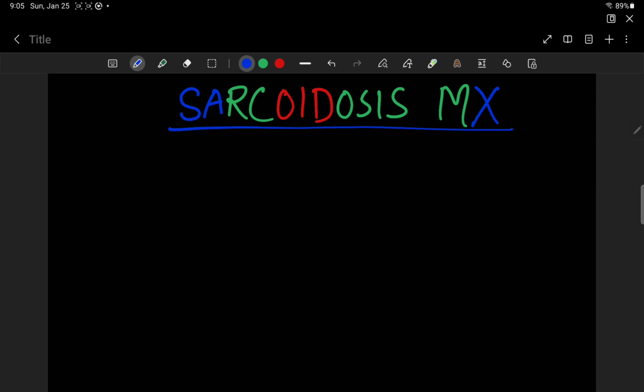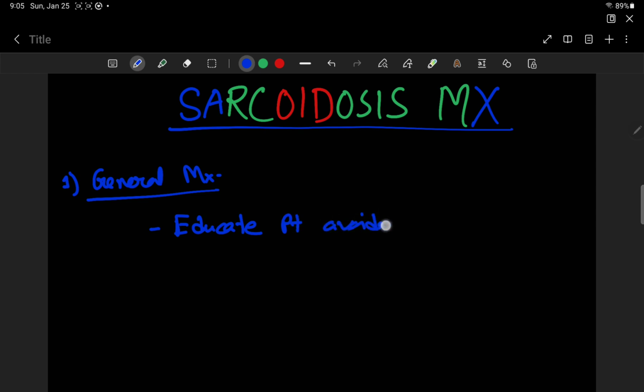Let's start the sarcoidosis management. It is a very important disease with respect to the respiratory system. At first we'll give general management. In general management, we will educate the patient to avoid direct sunlight, otherwise it may cause increased secretion of hypercalcemia. It aggravates the disease. Then pharmacological management.